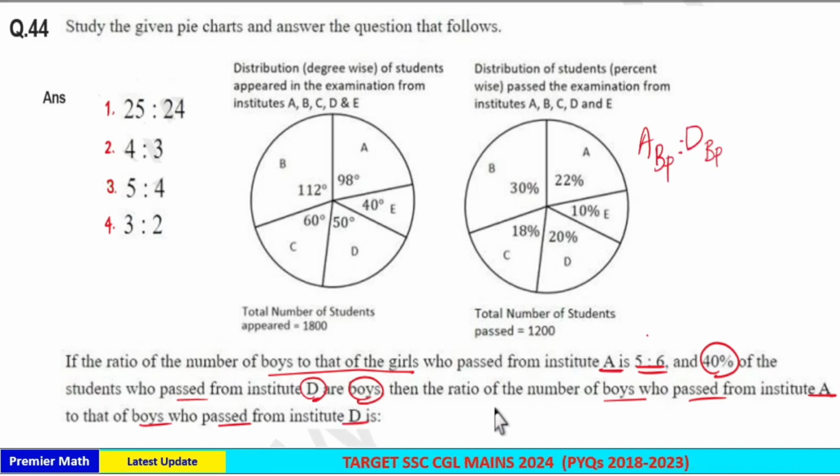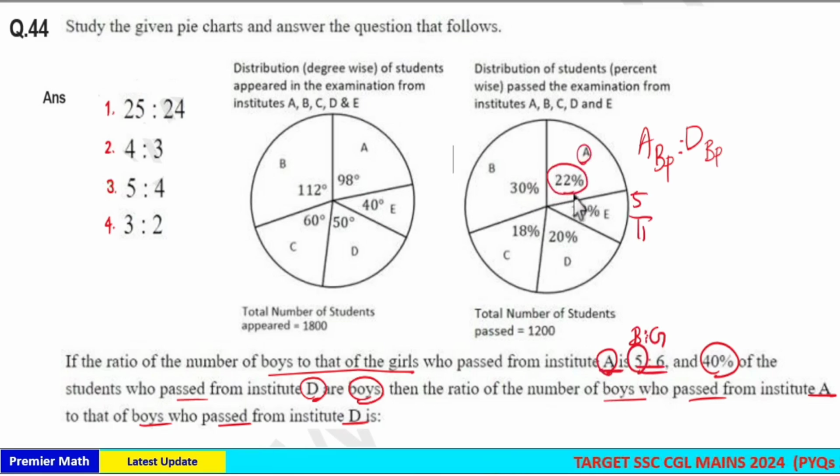Here in Institute A, passed ratio of boys and girls is equal to 5:6. Meaning of this is, if there is total 11 students passed from Institute A, then 5 should be boys and 6 should be girls. That is, here number of boys passed from Institute A is equal to 5 by 11 of total students passed from A. Here from A, total students passed is 22%. So 22% of the total student passed is 1200.